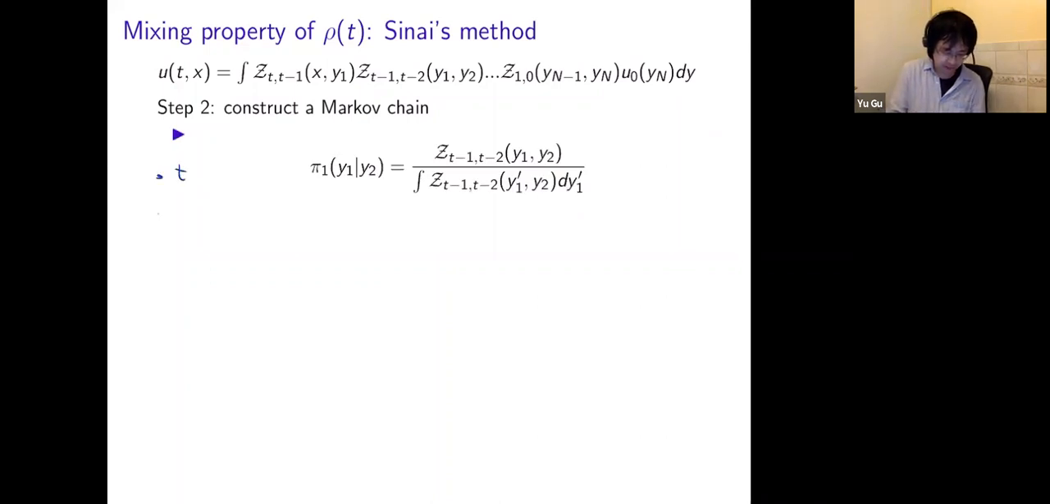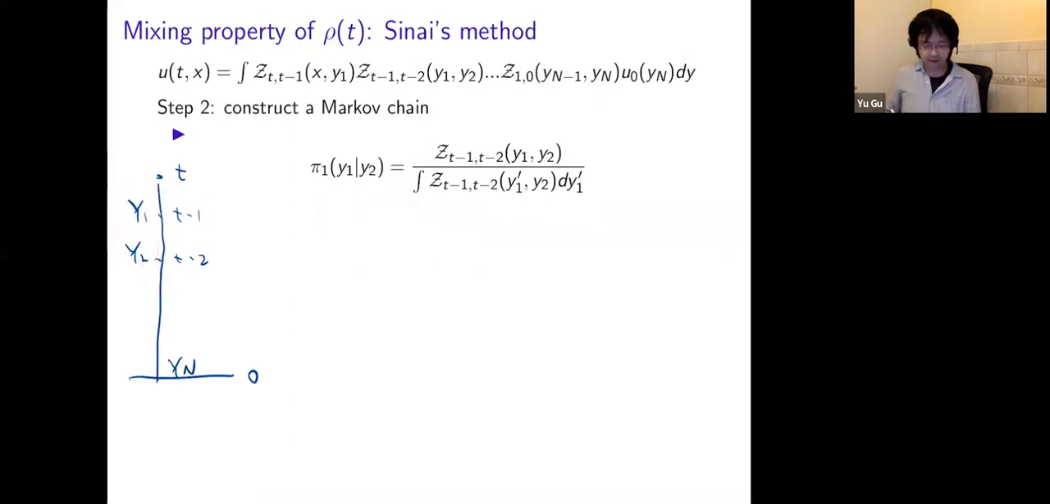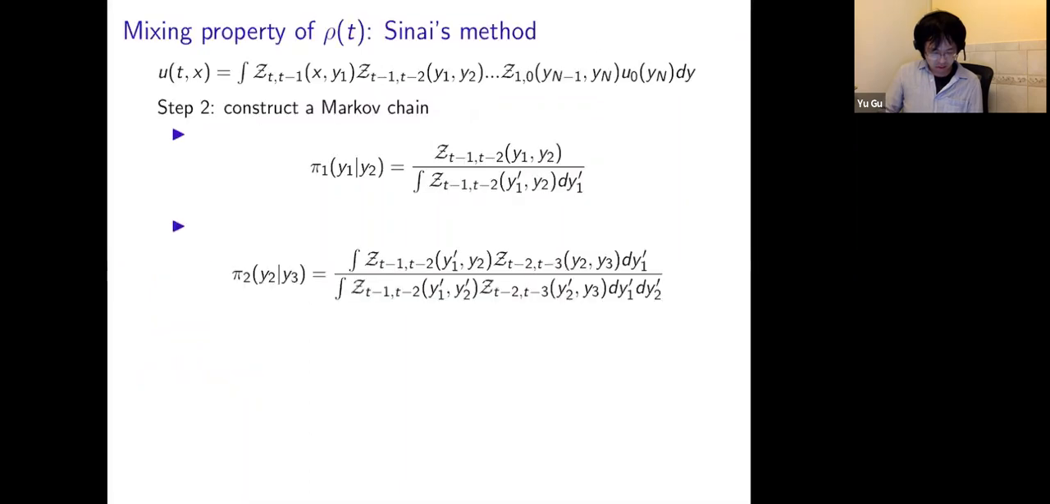Let's say this is my t. I have t minus one here, t minus two, and this is my zero. I'll construct a Markov chain that runs backward in time. So I have Y1 here, Y2 here, and Yn here. I'll start from Yn, then go to Yn minus one, then to Y2, then to Y1. The transition probability from Y2 to Y1 is given by this factor. So it's clearly a transition probability. I have the first factor here, and then the transition from Y3 to Y2 is given by this thing. The denominator is not very important here, just look at the numerator.